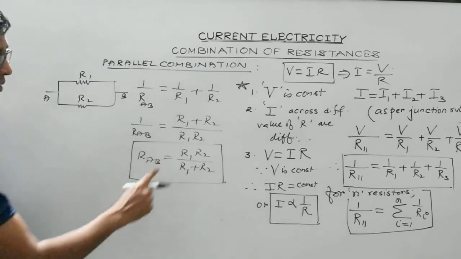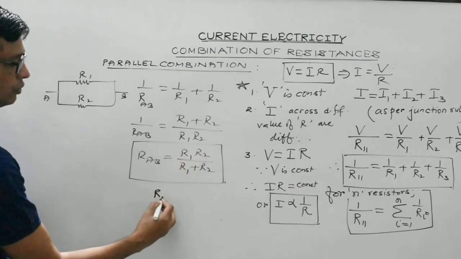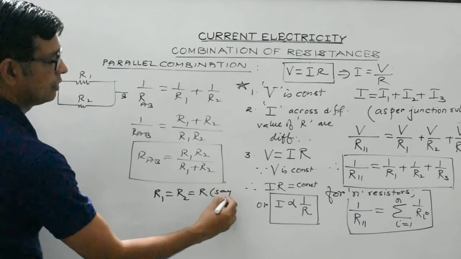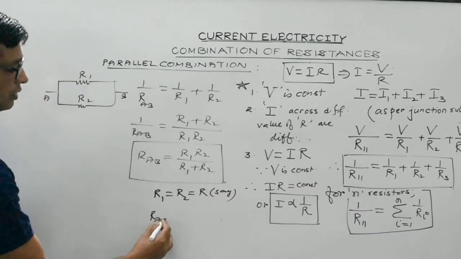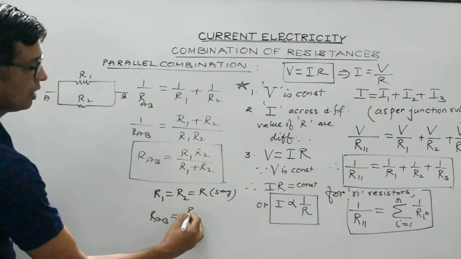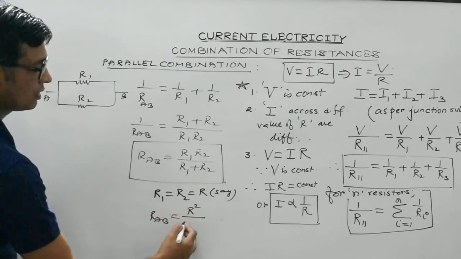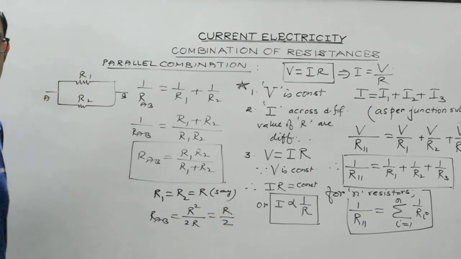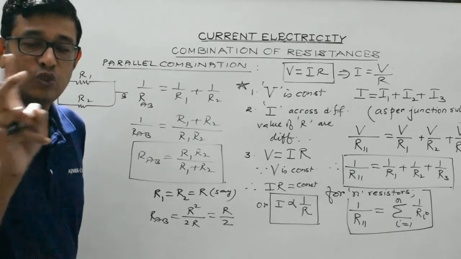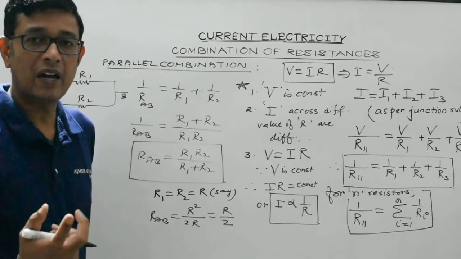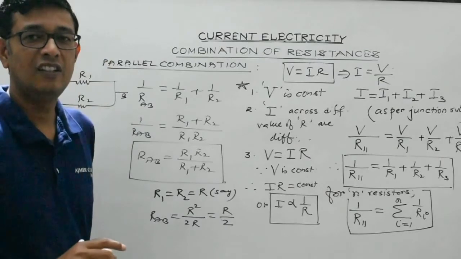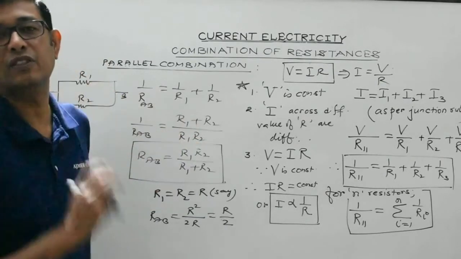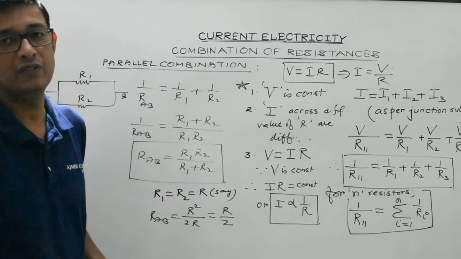Now always remember, if R1 is equal to R2 is equal to R, say, then substitute the value over here. So what do you get? R square divided by R plus R is 2R. So that will give us R by 2. So what I mean to say is that if the two resistors which are connected in parallel have same value of resistance, then their equivalent parallel resistance will be equal to half of the given value.